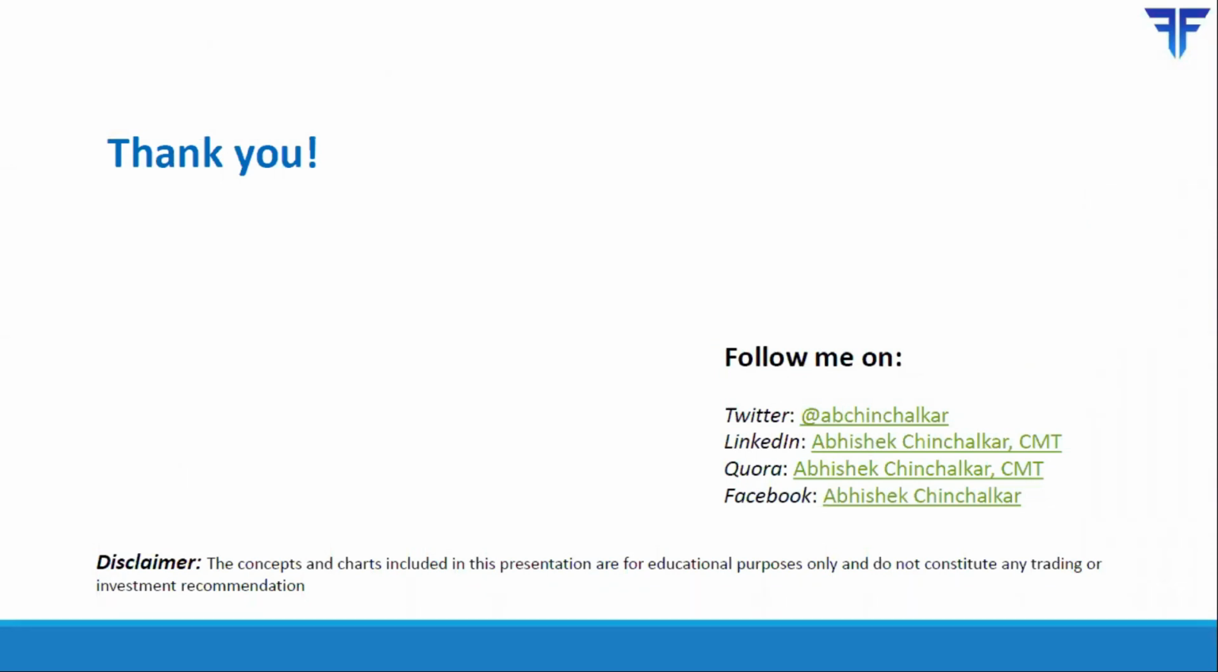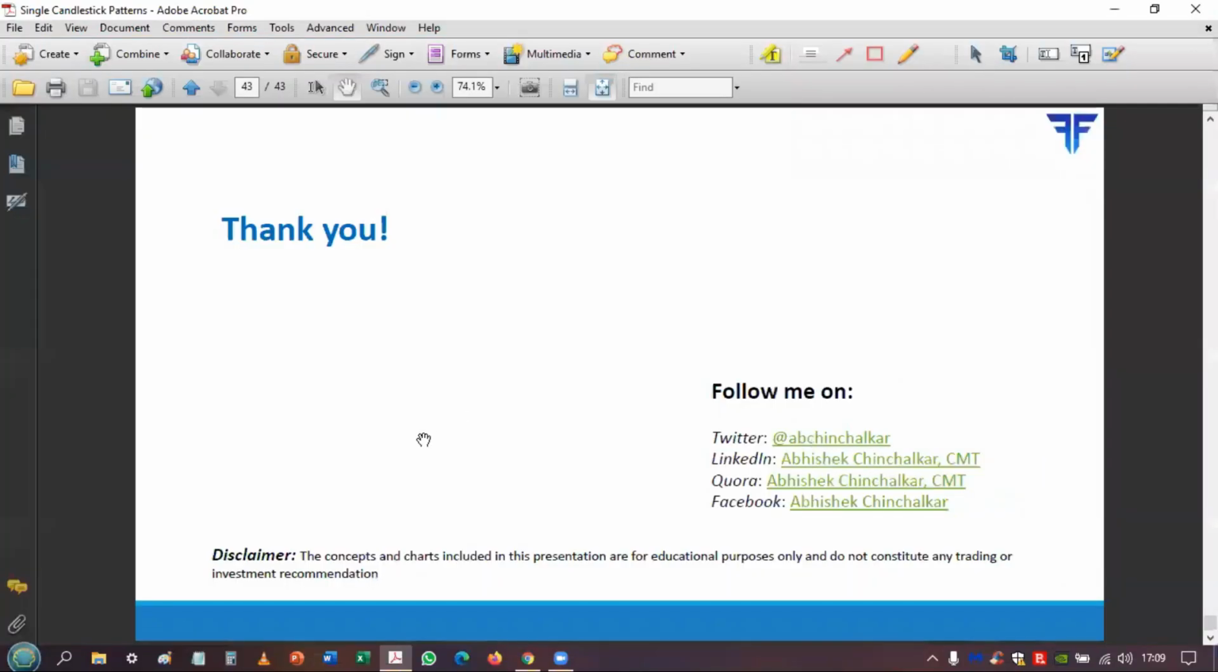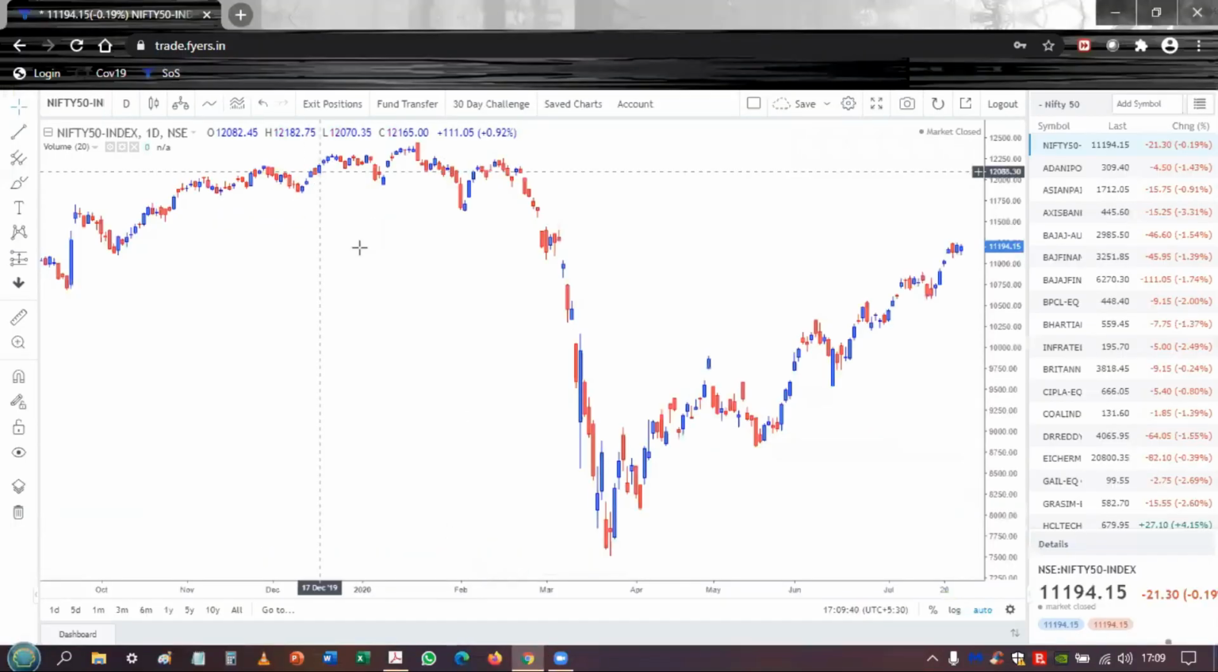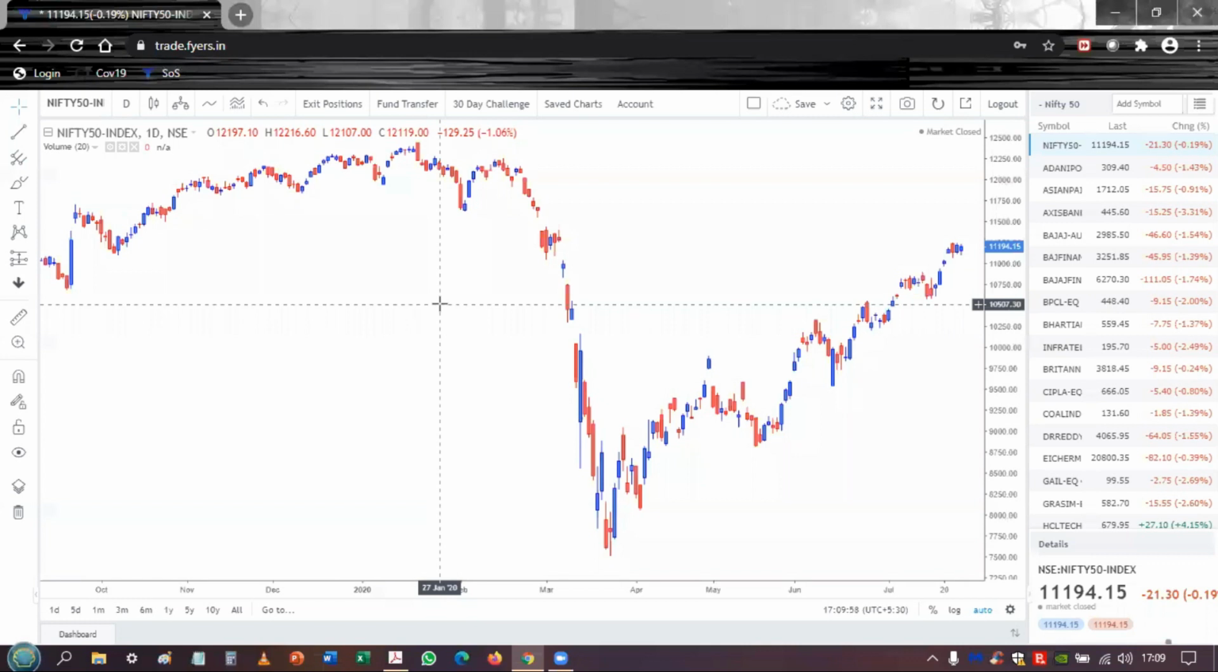That's it from my end. Before concluding, just for a couple of minutes, now that you know what double top and bottom, triple top and bottom, and head and shoulder top and bottom patterns are, you could go to our Fires web platform and try to scan each of the 6 patterns that we discussed today.